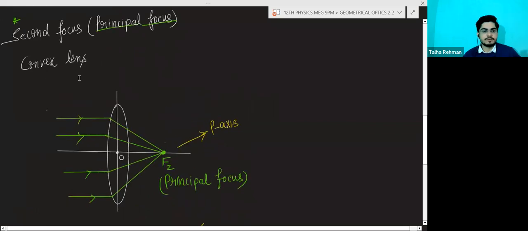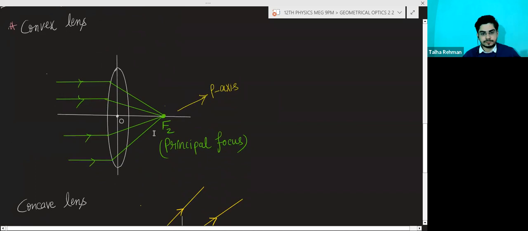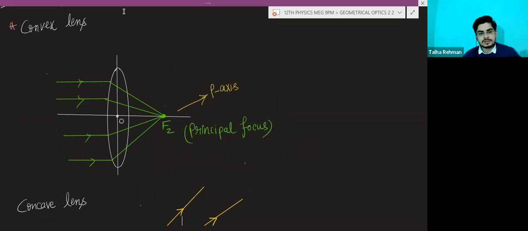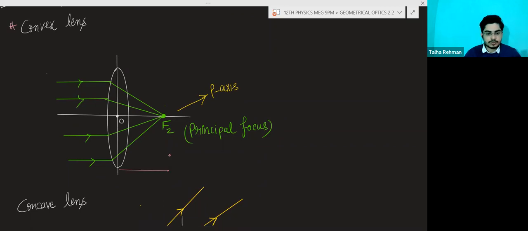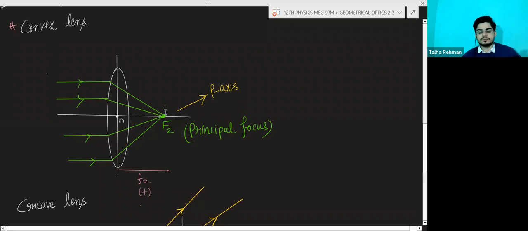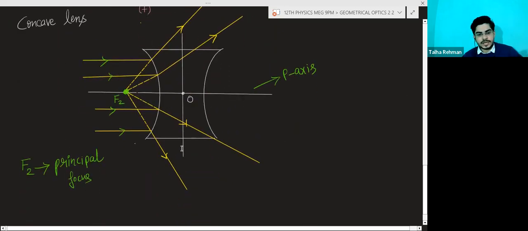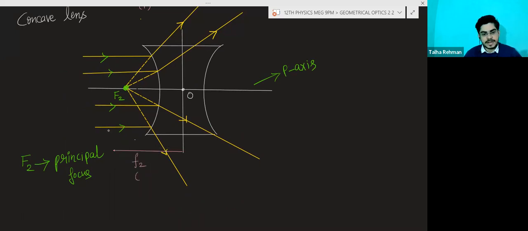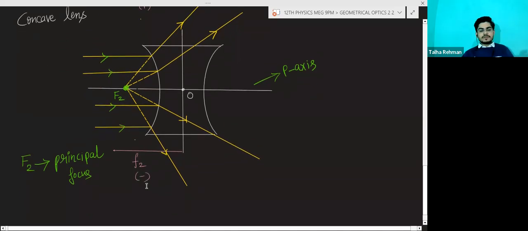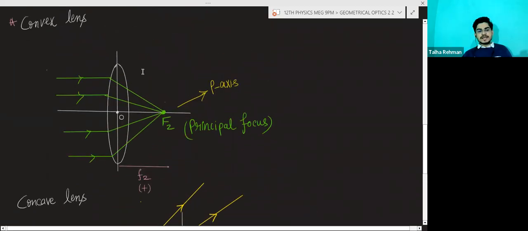Now see this, very important. The distance between the optical center and the principal focus is the focal length. So this distance will be the focal length, that is, you can say this is f2. And this will be positive. Why positive? Because we are measuring in the direction of the incident ray. Now here, what will be the focal length? This distance, f2. This will be negative. So in case of concave lens, the focal length is negative. In case of convex lens, the focal length is positive.